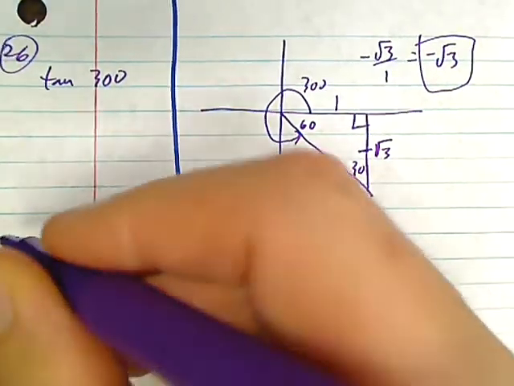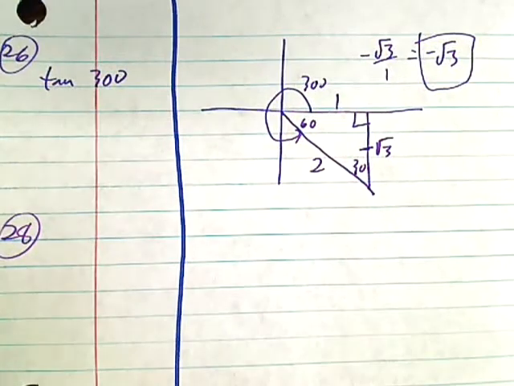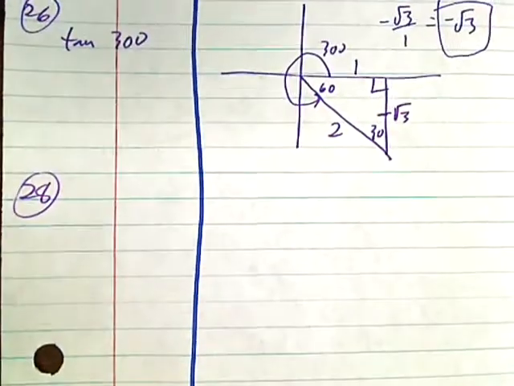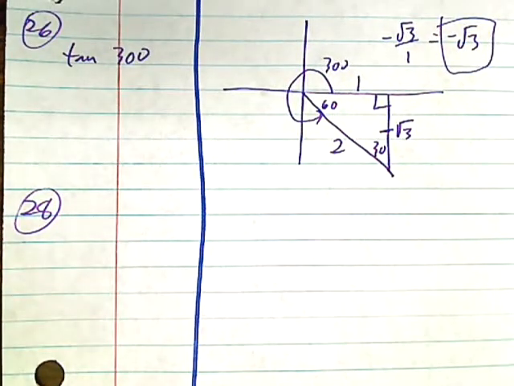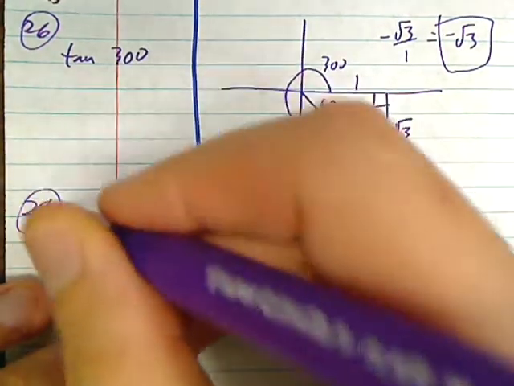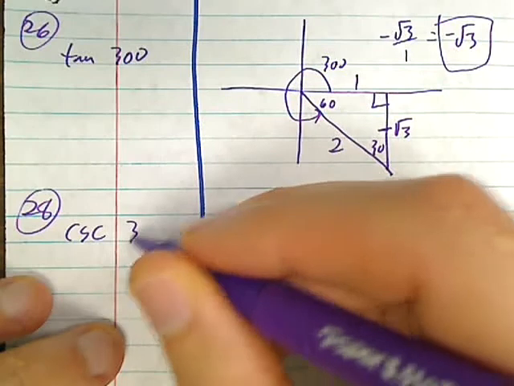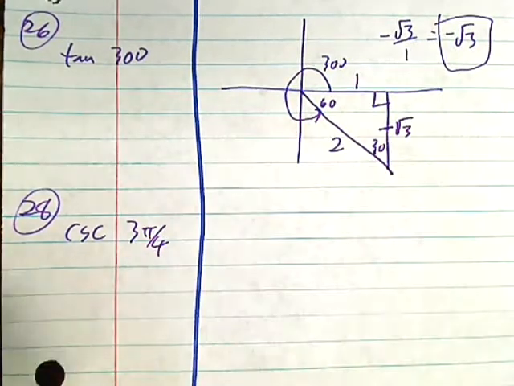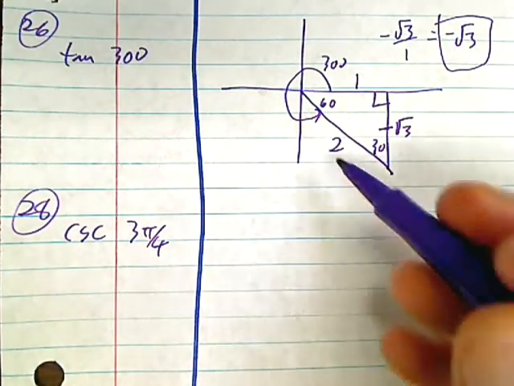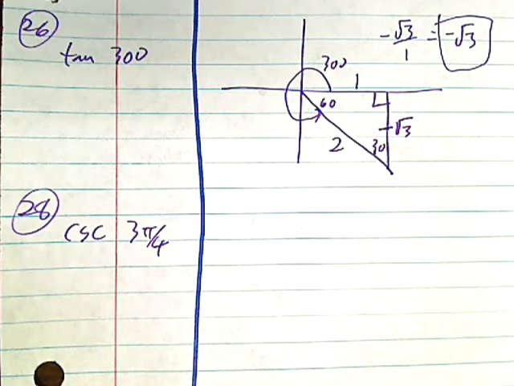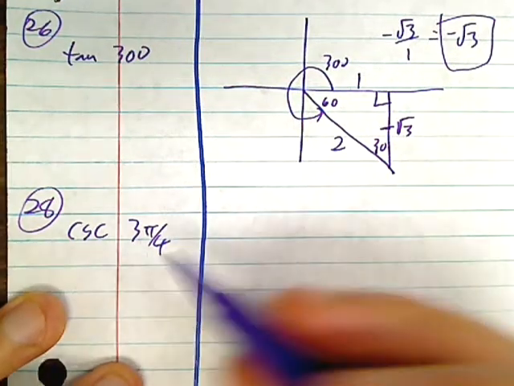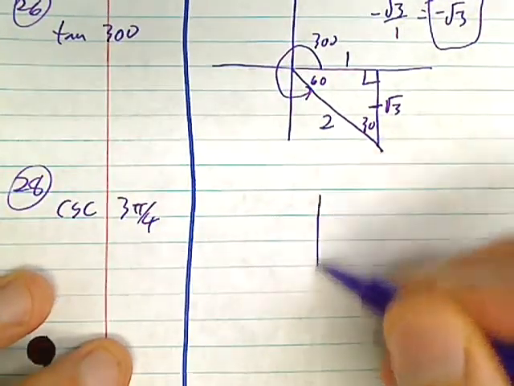Let's look at 28. Number 28. Oh, another one. Same instructions. Find cosecant of 3 pi over 4 using reference triangles. So I want you to draw your axes, draw a reference triangle. Go ahead. Okay, 3 pi over 4.